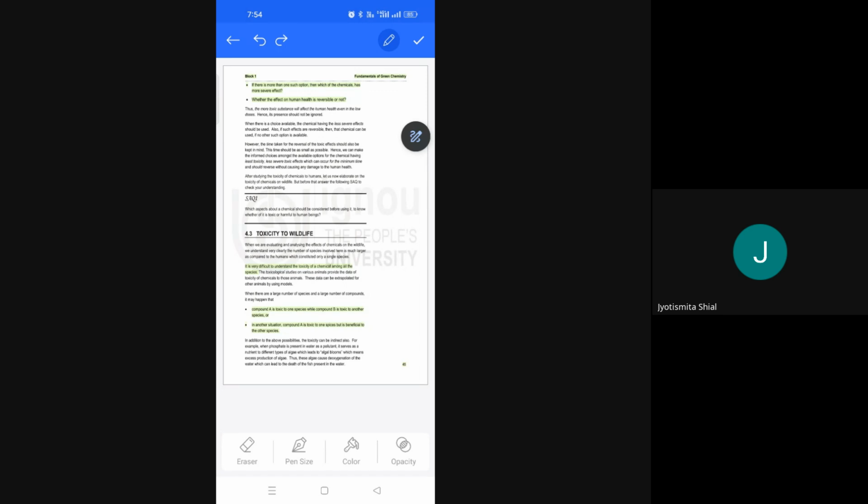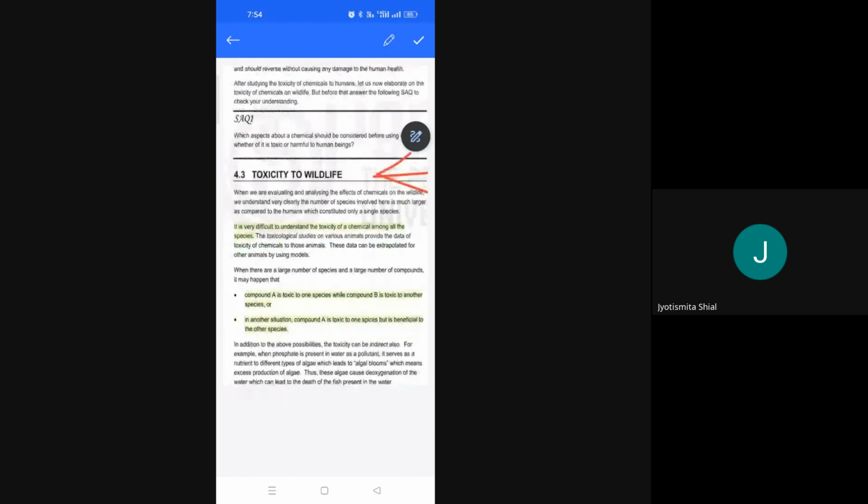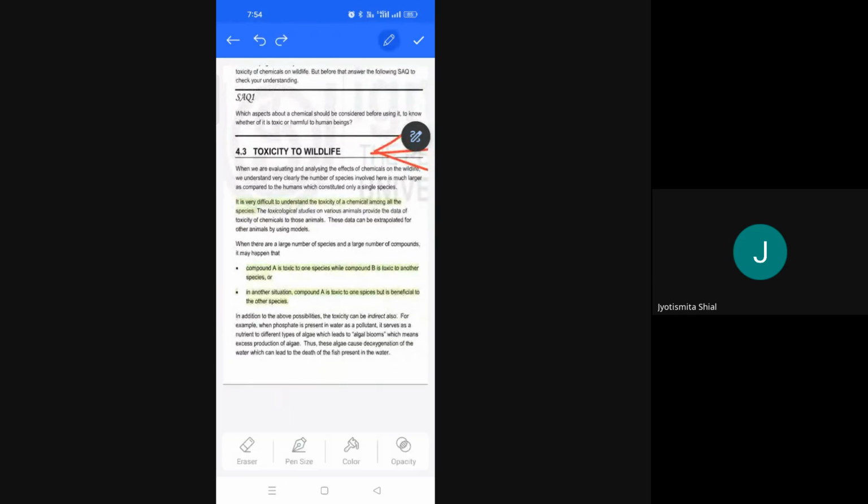Then we will discuss toxicity to wildlife. Now look carefully. I will discuss one by one. It is difficult to understand the toxicity of a chemical among all the species. That means a particular chemical is toxic to a particular animal, but it is not toxic to other animals. Suppose one chemical, I can say, the poison of a snake.